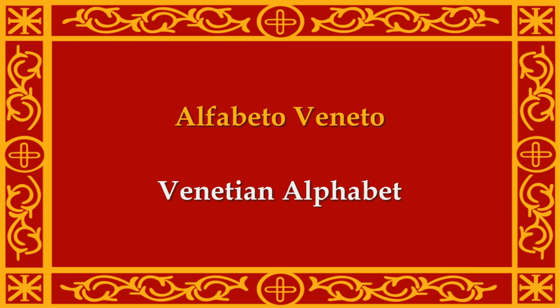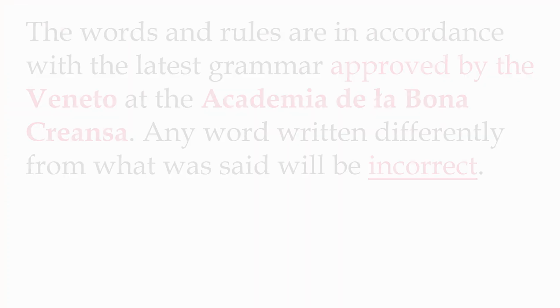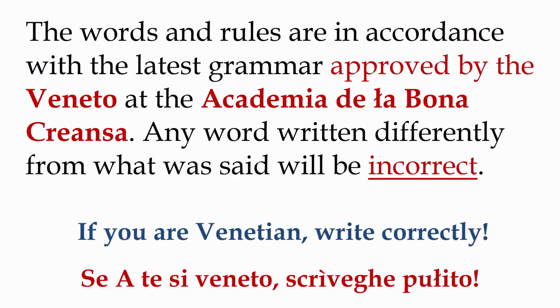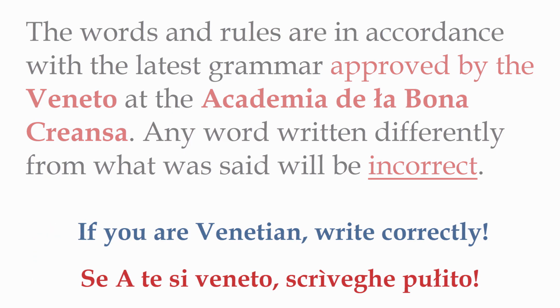Alfabeto Veneto. Venetian alphabet. The words and rules are in accordance with the latest grammar approved by the Veneto at the Accademia della Bona Creansa. Anything written differently from what was said will be incorrect. Se atesi Veneto, scrivere pulito.